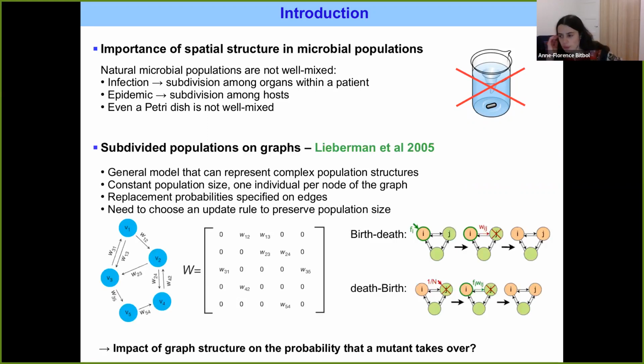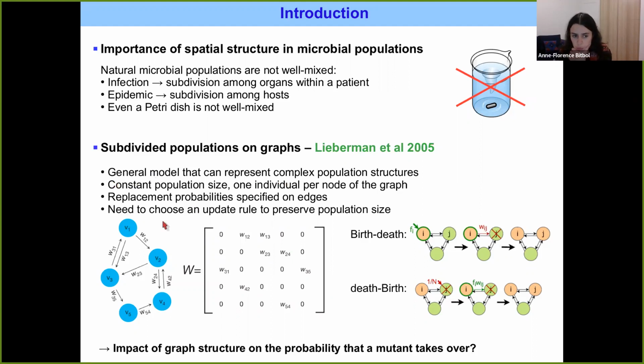So models with spatial structure have been developed for a long time already, and I will not explain the rich history of this question. I will just mention one model which was developed starting from this seminal paper in 2005, which is a model that aims to describe general population structures using graphs. And so the idea is that we want to model a complex population structure.